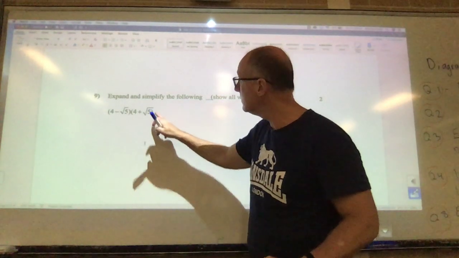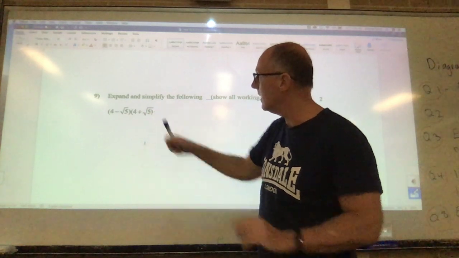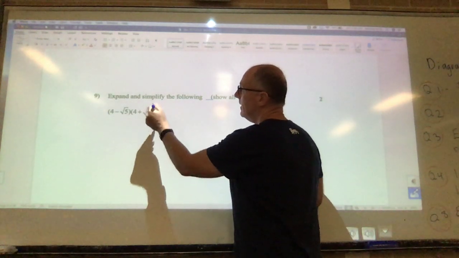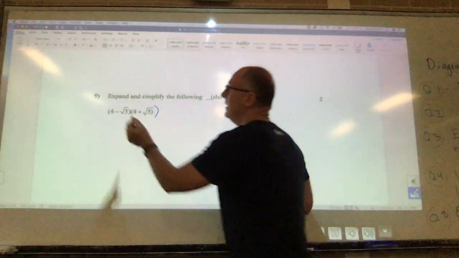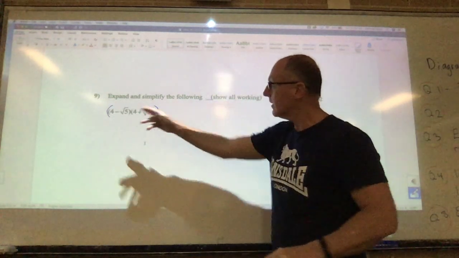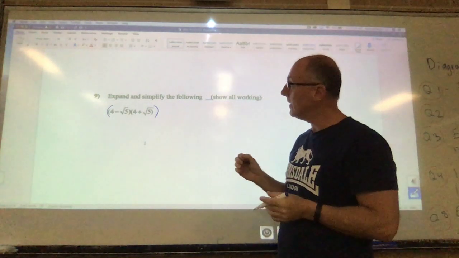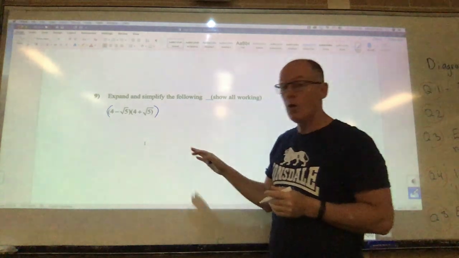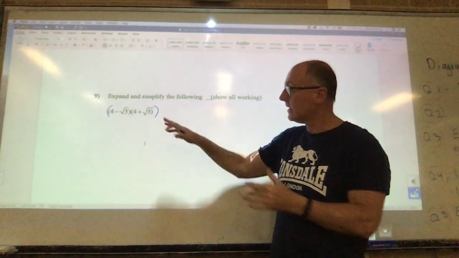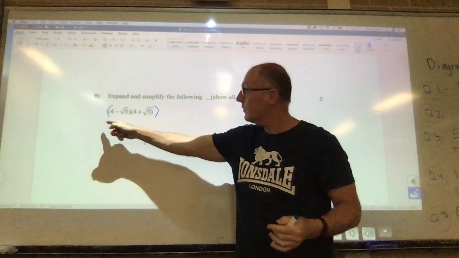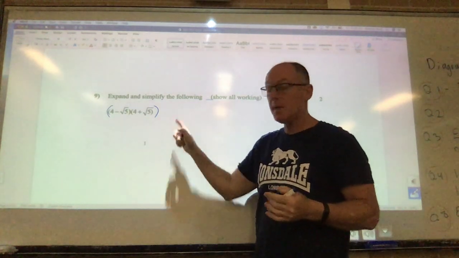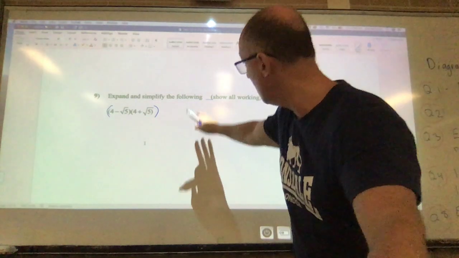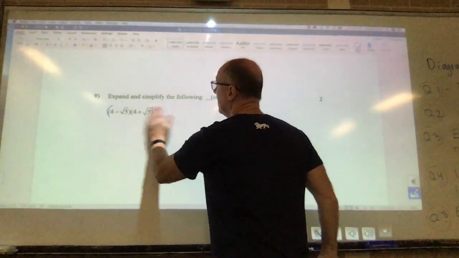I'm missing a bracket. That bracket should be a little bit bigger. It should be more like that, unfortunately. So here are your brackets. Okay, you've got to expand this. It's a difference of 2 squares. You've got to show where you're working. Don't just type that on your calculator and get a mysterious answer. You've got to multiply them out, expand the brackets. Okay, show where you're working. Let's rub all this out.